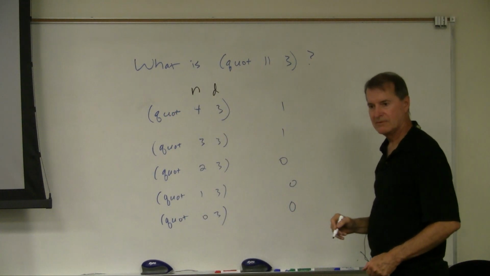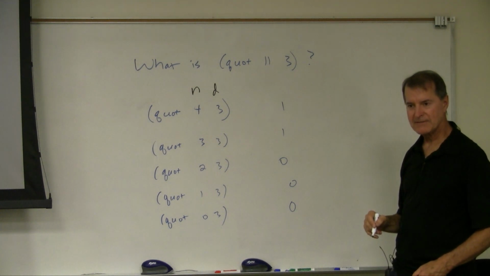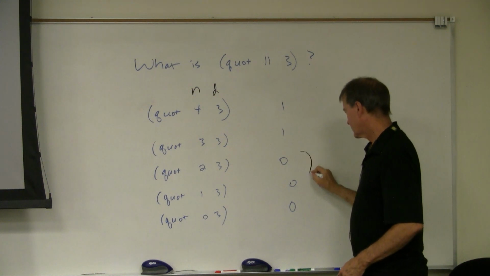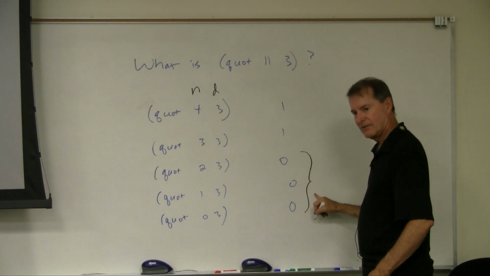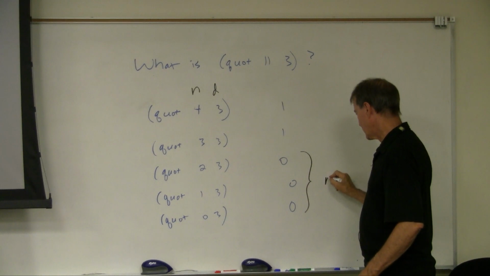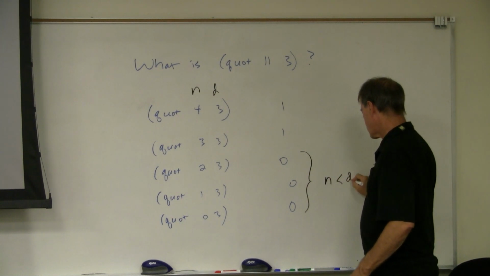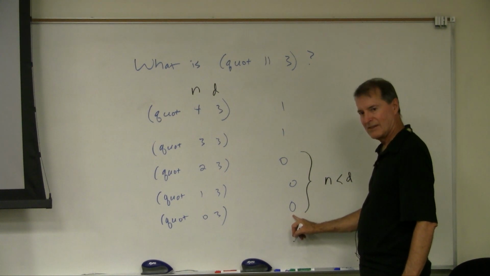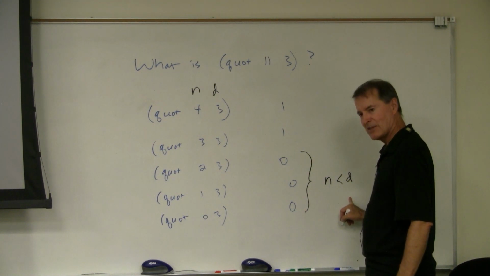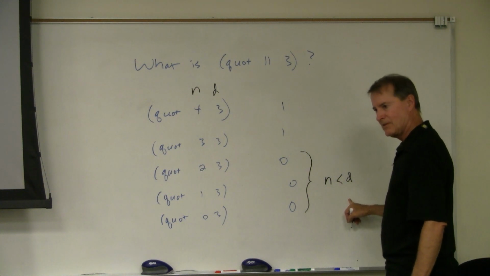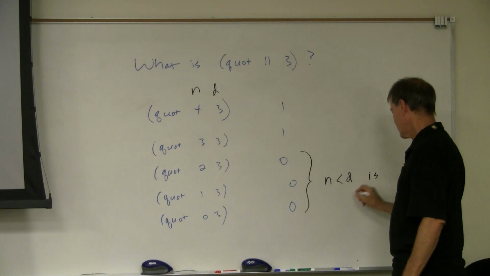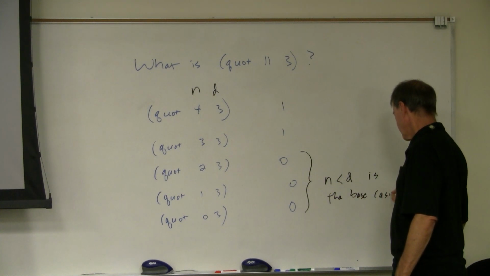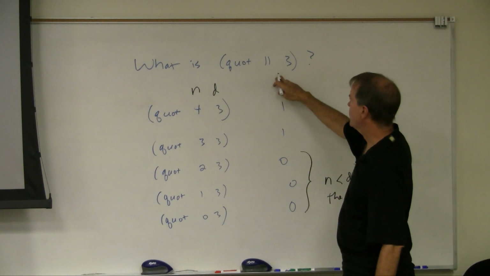So, if n is less than d, right here, n is less than d, yeah? And so if n is less than d, that's the 0, and so this is the base case, right? Is everybody good? That is the base case. And now I ask you, what is quote 11.3?